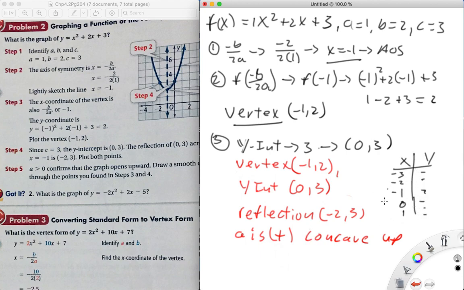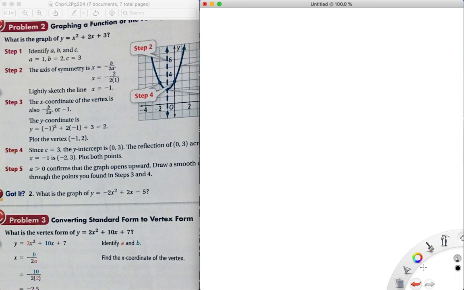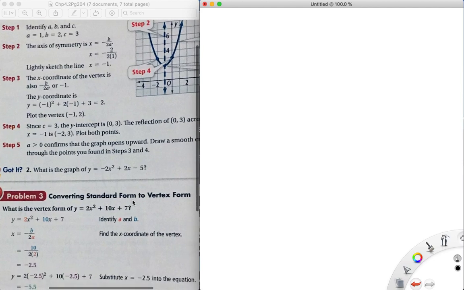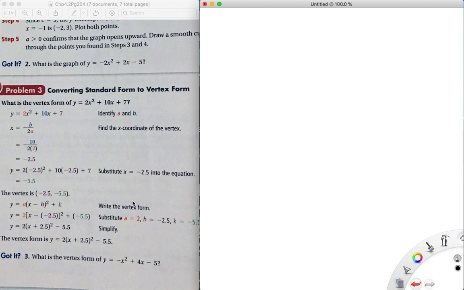So that's another option that you can do as well, if you want to graph it that way. All right. Now on to Got It number 2: converting into vertex form from standard form.